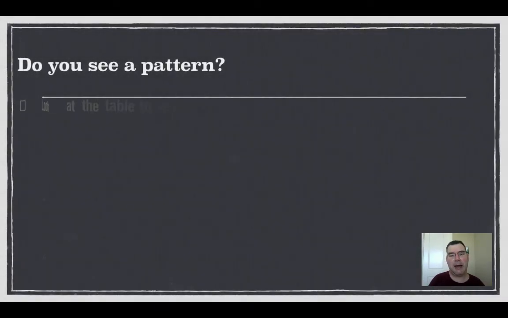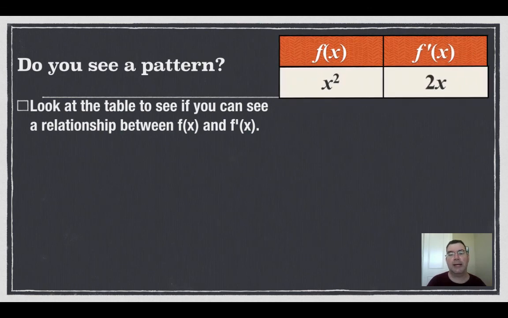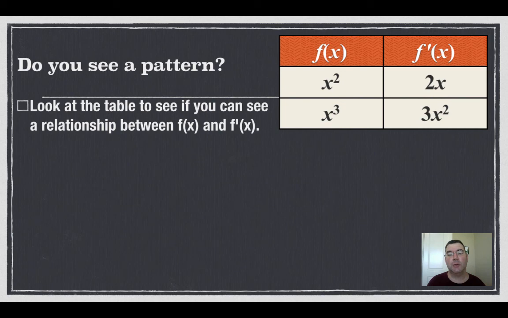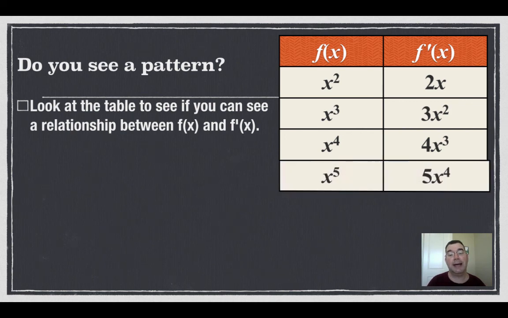So let's see if we can see a pattern from what we've done so far. When we did x squared, we got a derivative function of 2x. When we did x cubed, we got a derivative function of 3x squared. When we did x to the fourth, we got a derivative function of 4x cubed. And I'm going to give you this one: if we were to do y equals x to the fifth, we would have gotten a derivative of 5x to the fourth. So hopefully we can see a pattern.